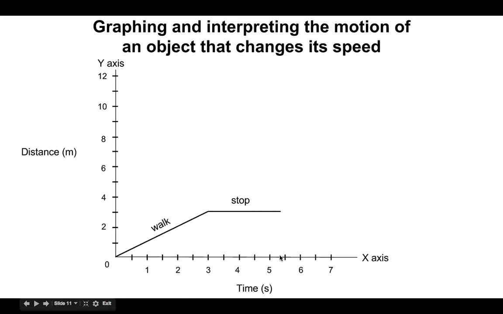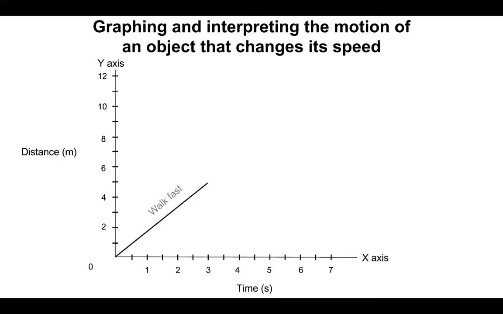You know that the object stops because look at time passing. About 2.5 seconds have passed, but yet there's no distance gained. So when time passes but no distance gains, you have a stop. And then the same thing goes true with the slope or the steepness of the line. If the line is steeper, the object is moving faster.